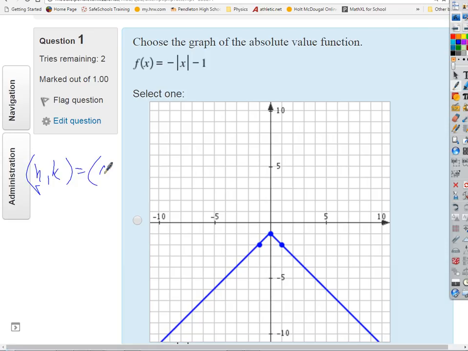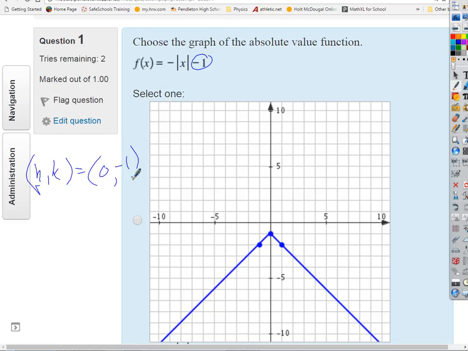has an X coordinate of 0. What's the Y coordinate going to be? -1, right? Because it's whatever number sits out here, it's plus K. So if it's -1, then we're adding -1. So there's the vertex, okay?